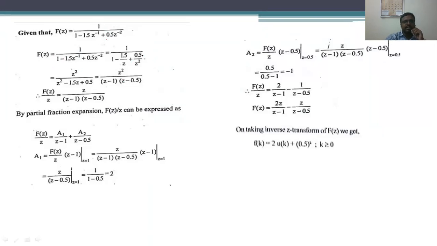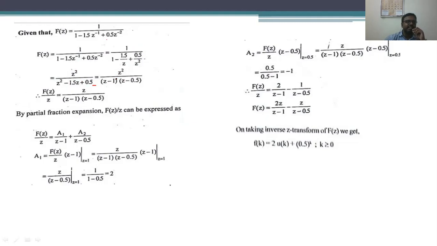So just converting the inverse z value into z, f of z is equal to 1 divided by 1 minus 1.5 divided by z plus 0.5 divided by z square. Therefore, it is going to be converted as z square divided by z square minus 1.5 z plus 0.5. So for this particular equation, it can be represented with poles, that is z square divided by z minus 1 into z minus 0.5.